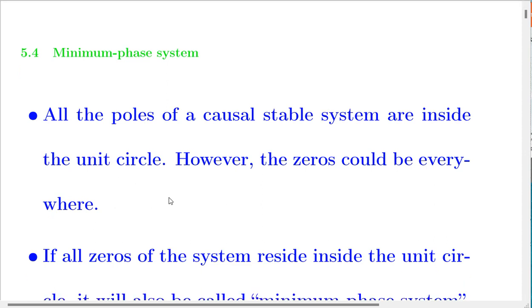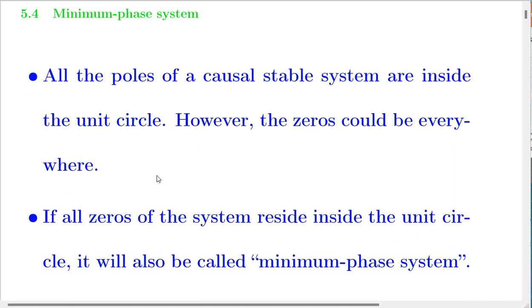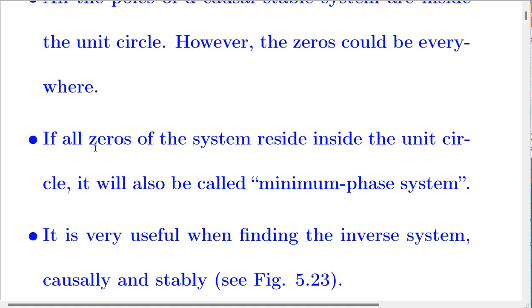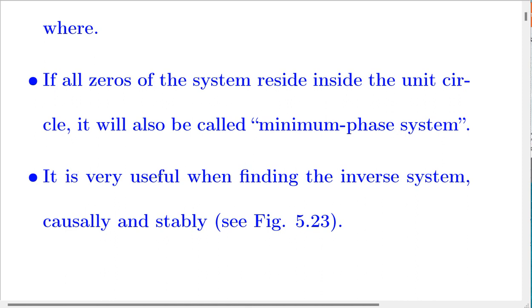Minimum phase system. All the poles of a causal stable system are inside the unit circle. However, the zeros could be everywhere. If all zeros of the system reside inside the unit circle, it will also be called minimum phase system. It is very useful when finding the inverse system, causally and stably.